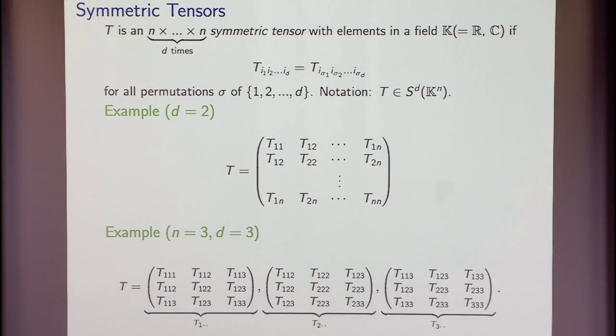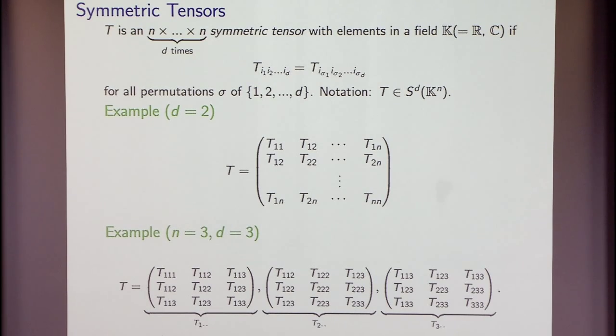So let T be an n by n by n, d times, symmetric tensor with elements in some field, which in this talk will be either the real numbers or the complex numbers, and it'll be K if it holds for either of them. And then T is symmetric if T(i1, i2, through id) equals T(i sigma 1 through i sigma d) for any permutation of the indices. Okay, that's what symmetric means, and the simplest example is the case of d equals 2, symmetric matrices, which we all know.